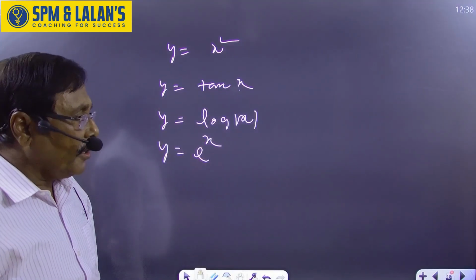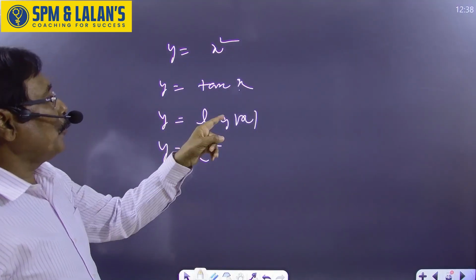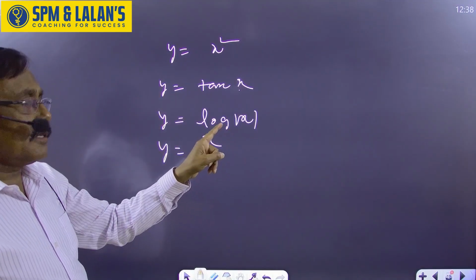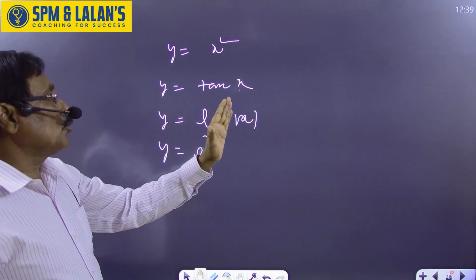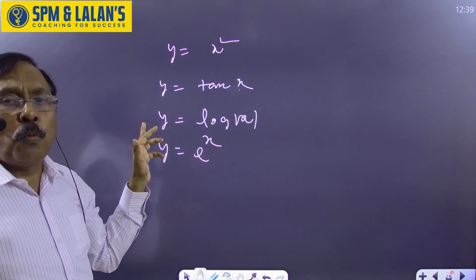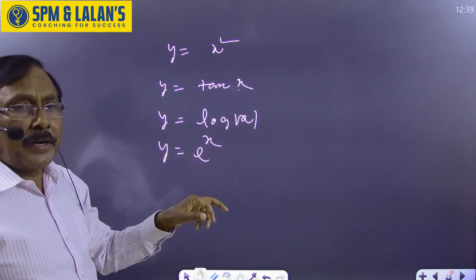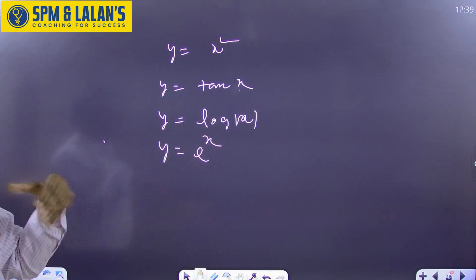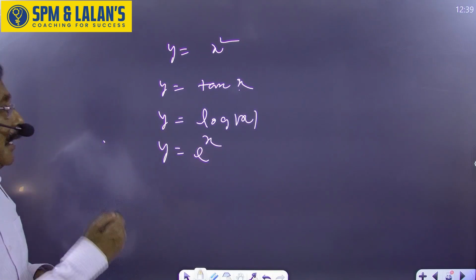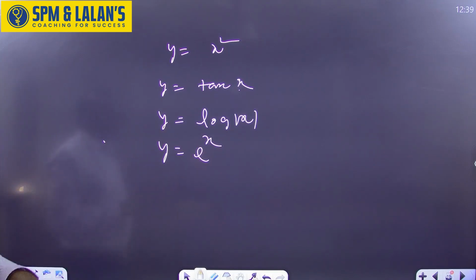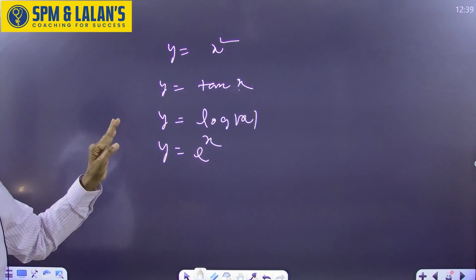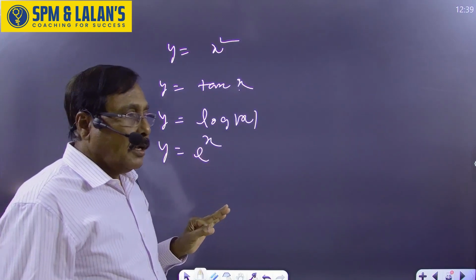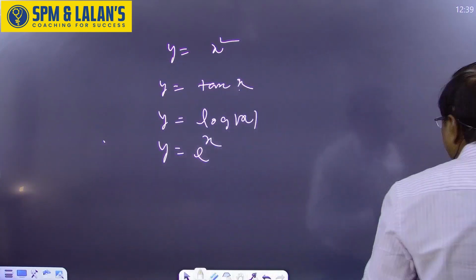Why are they not relations? Because if you put one value of x, let us consider x is equal to 10, then log 10 is equal to 1. X is equal to 100, log 100 is equal to 2. So this is the unique thing, and that is why this is called a function. It's not a relation, it's a function. I think everybody can understand this thing.